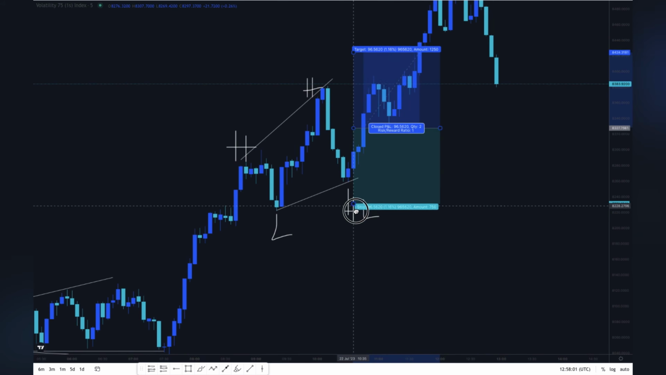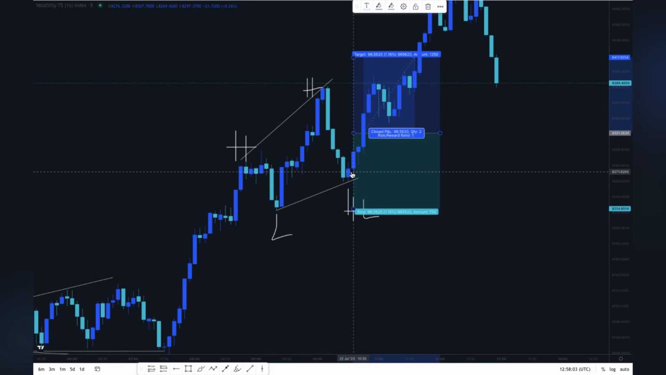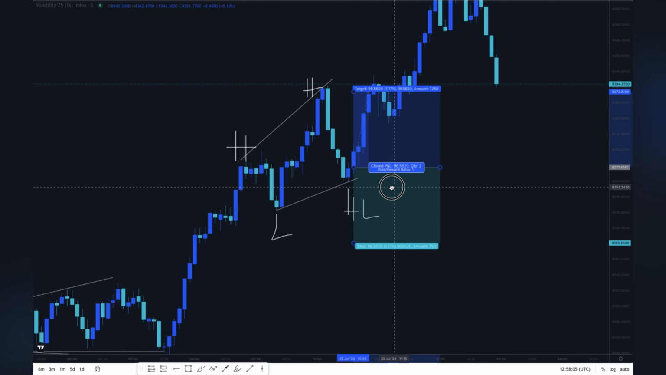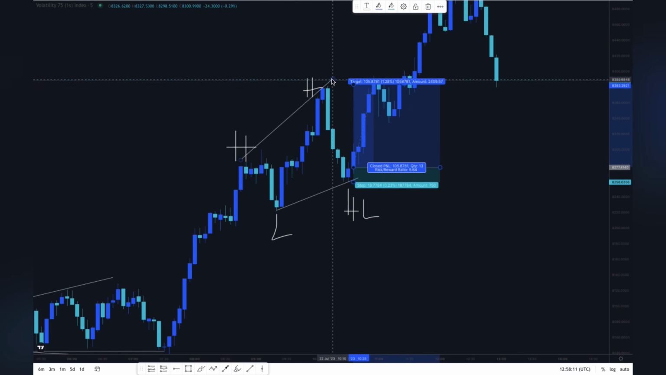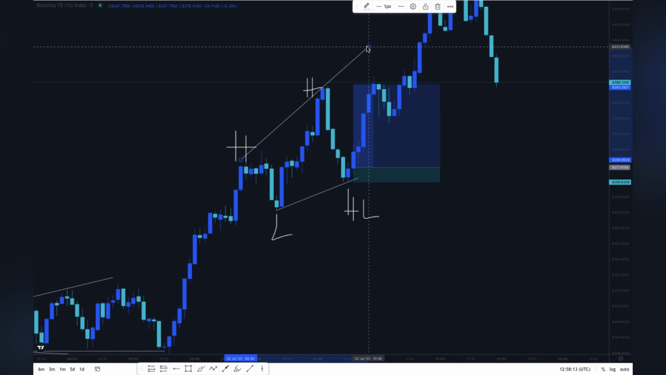Your stop loss is at the lowest point of your confirmation candle, which is right there. Your first target is at the swing point. The final target is at the trend line. So that is how it goes.